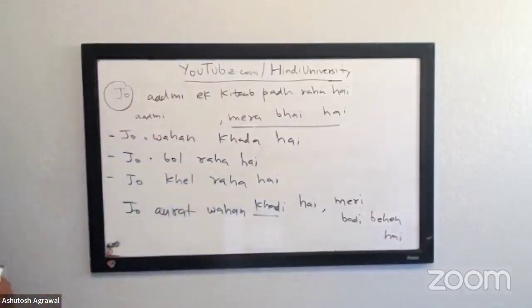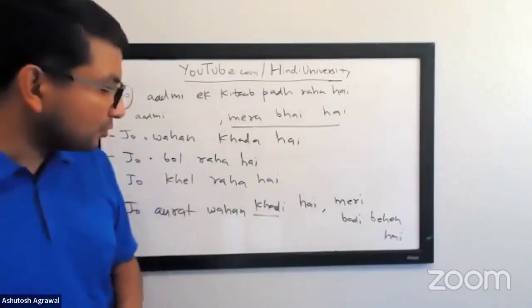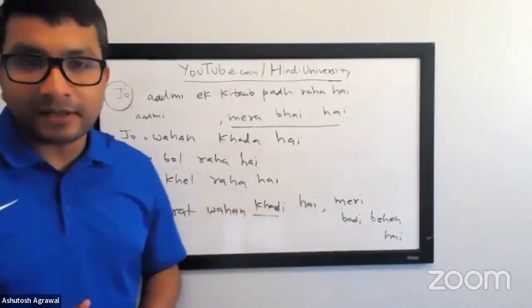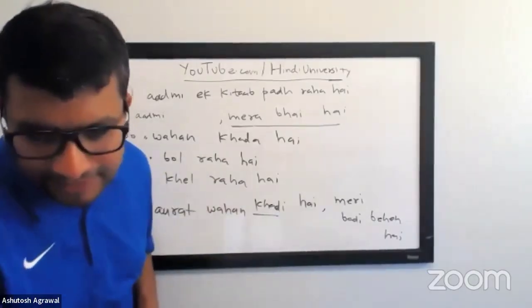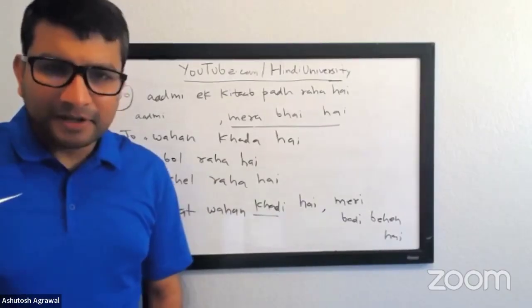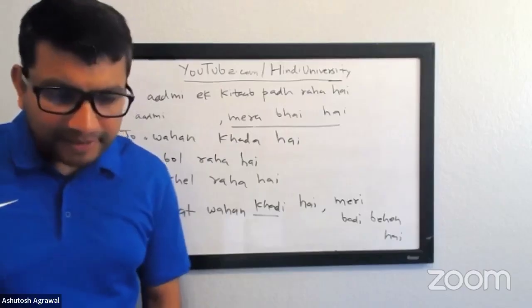जो औरत वहां खड़ी है मेरी बड़ी बहन है. Awesome. जो कुत्ता वहां बैठा है वो मेरी बेटी का कुत्ता है. Beautiful. जो आदमी खेल रहा है मशहूर क्रिकेटर है. ओके, जो आदमी सो रहा है मेरा भाई है. That's what you said, right?